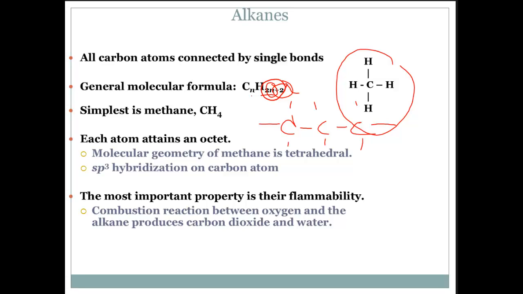The simplest is methane, CH4. And each atom attains an octet by sharing the electrons. The molecular geometry of methane is tetrahedral, with sp3 hybridization on the carbon atom. The most important property is their flammability. Combustion reactions between oxygen and an alkane produce carbon dioxide and water.